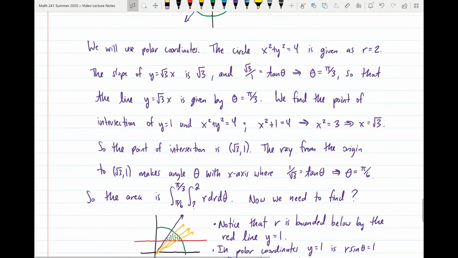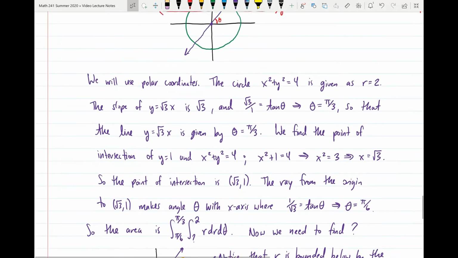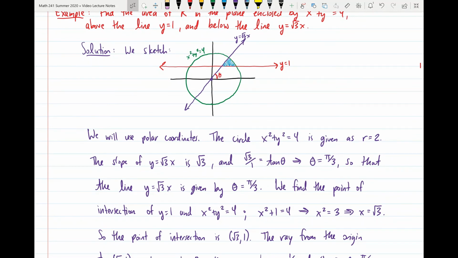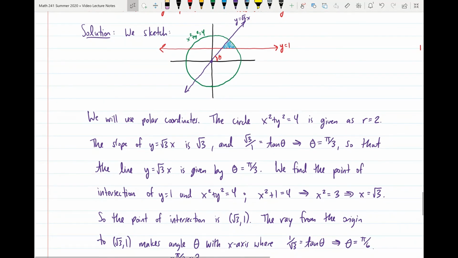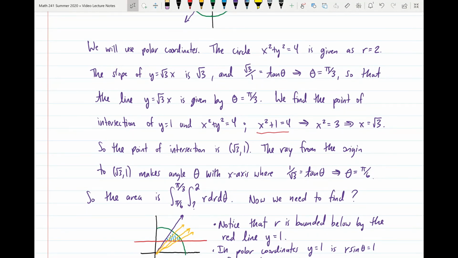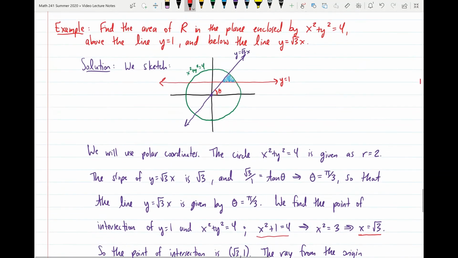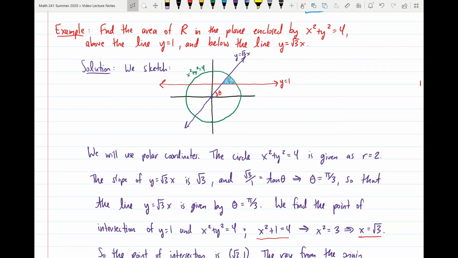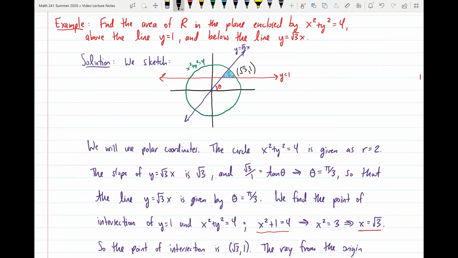We also want to find the point of intersection of our line y equals 1 and our circle r equals 2 now. So we find the intersection of y equals 1 and x squared plus y squared is equal to 4 just by substituting y equals 1 into x squared plus y squared is equal to 4. And we get x squared plus 1 is equal to 4. We do a little bit of algebra, and we find out that x has to be equal to the square root of 3. So the point of intersection of our line y equals 1 and the circle is going to be the square root of 3 as the x-coordinate and 1 as the y-coordinate. So that's the point given in Cartesian coordinates there.